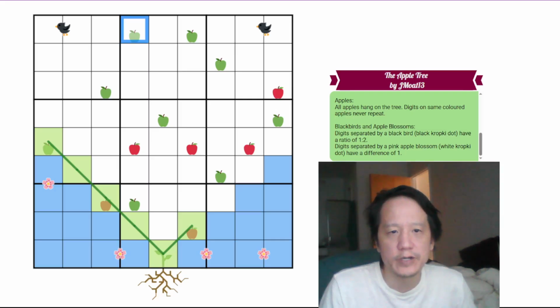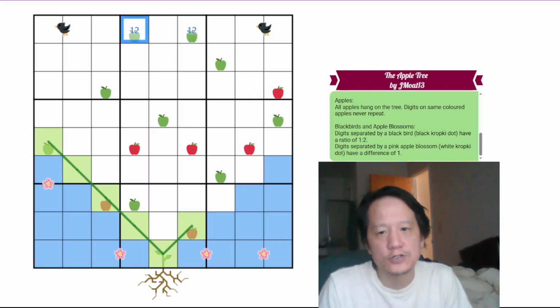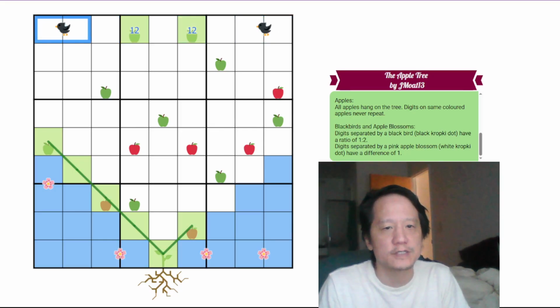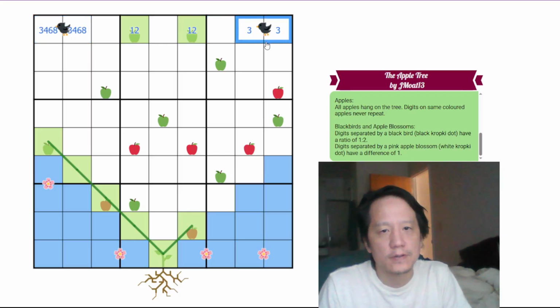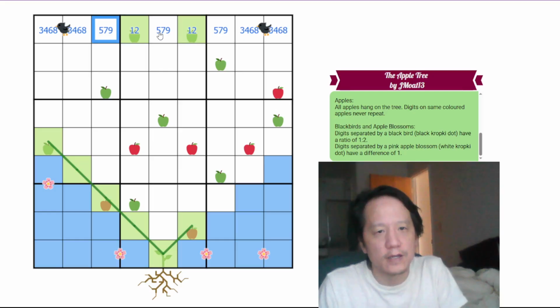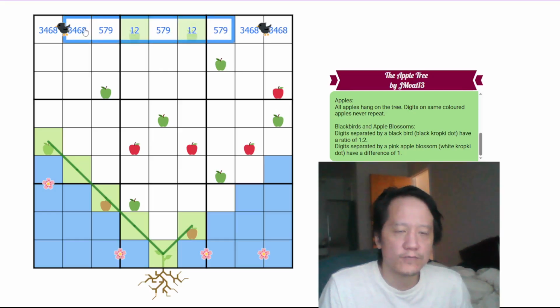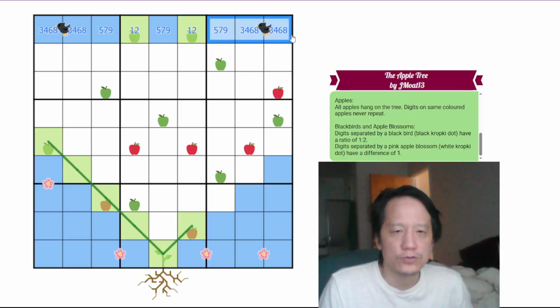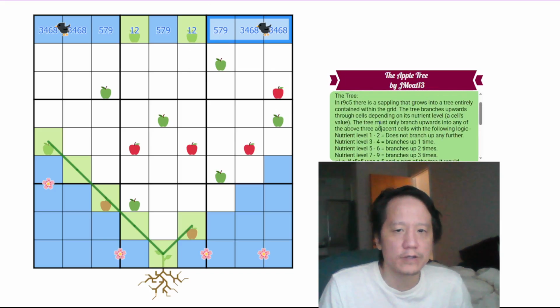This has to be a 1-2 pair. So these are tree. That means the other blackbirds have to be a 4-8 and a 3-6 pair, to be in a 1-2 ratio. That leaves 5, 7, and 9 remaining in the rest of row 1. And these cannot be tree, because if they were tree, you would necessarily have to expand beyond the grid. And the tree is contained in the grid.